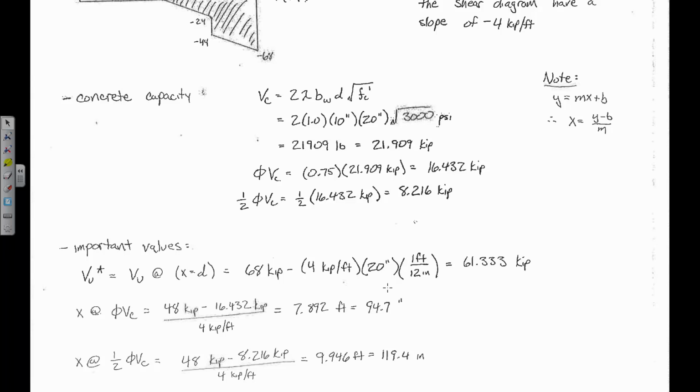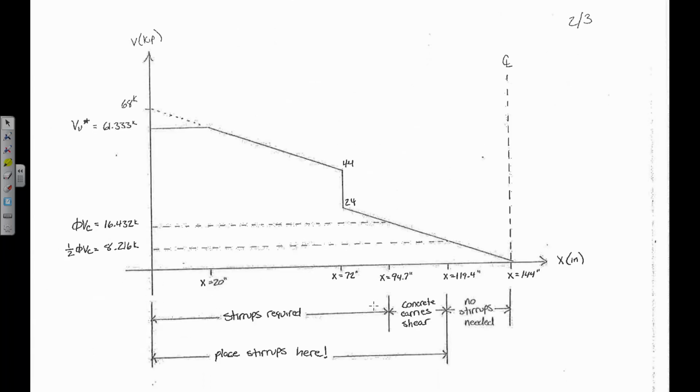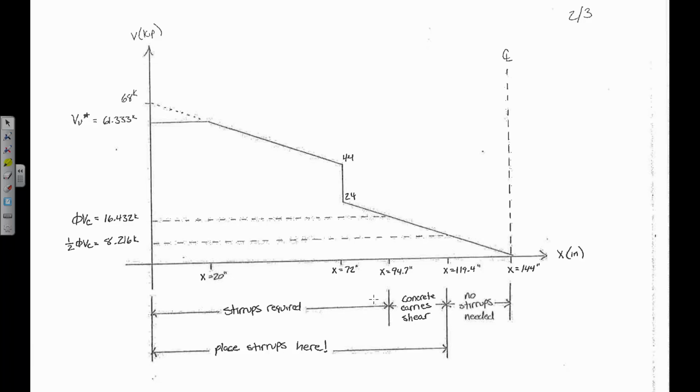Does that make sense? Okay, so when it's all said and done, your shear diagram should look like this. Basically it's this diagram. Remember, it's cut off right here. And instead of 68 kips, it's 61.333 kips, because that's Vu star. And our phi Vc is right there, and half of phi Vc is right there. Everybody okay with that?